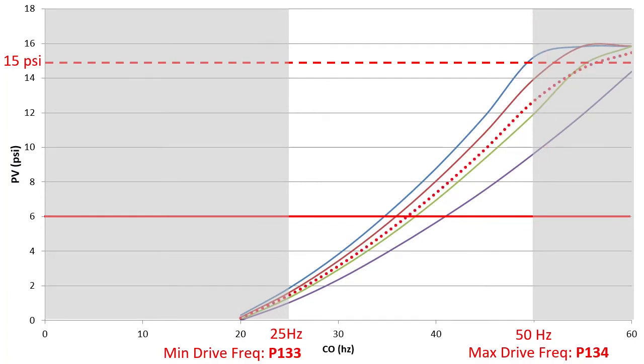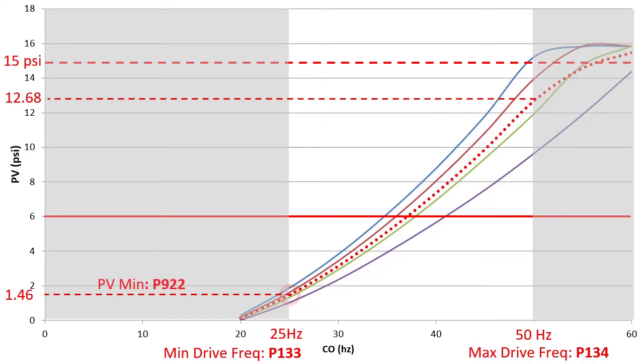Well, if you just take an average, it'll get you pretty close, and we can tweak it later if we need to. So we just grab this guy for PV max and this guy for PV min and enter them into parameters 922 and 923.